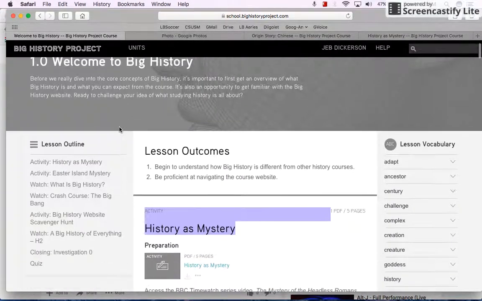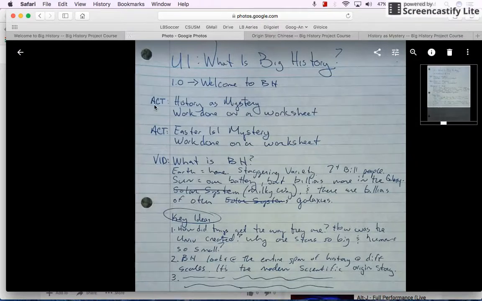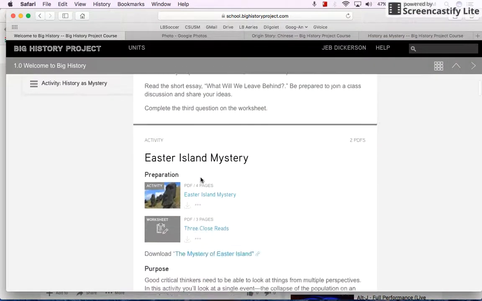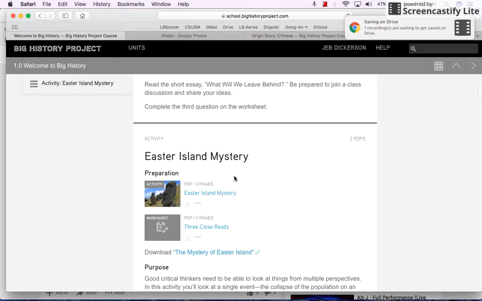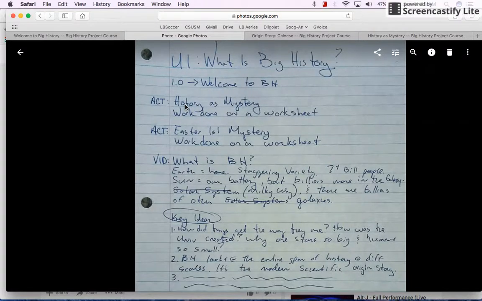The very first thing is an activity called History as Mystery. Just abbreviated, activity, History as Mystery. And what I put here is work done on a worksheet, so I don't need to take additional notes, because this is one of the things that I will be handing out to you. Same thing for the next one: activity, Easter Island Mystery, work done on a worksheet. In both of those cases, I have a worksheet printed out ready for you, and you don't have to take notes separately. But I would still expect to see mention of that in your notebook.